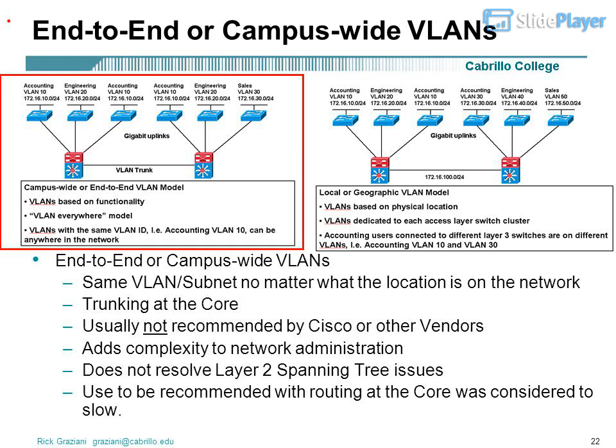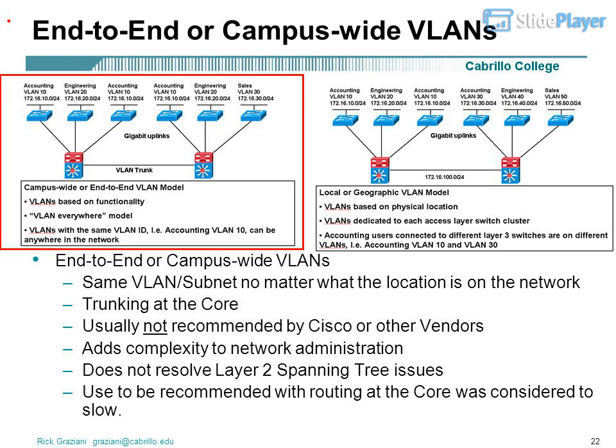End-to-end or campus-wide VLANs use the same VLAN and subnet no matter what the location is on the network. This means trunking at the core, which is usually not recommended by Cisco or other vendors. It adds complexity to network administration and does not resolve layer 2 spanning tree issues. It used to be recommended, but routing at the core was considered too slow.